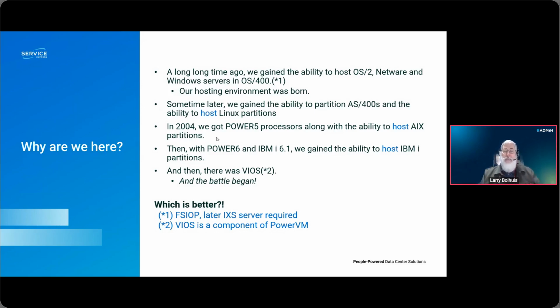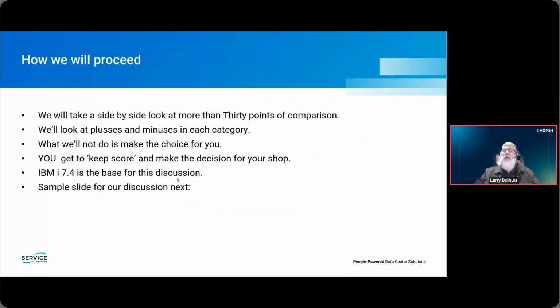So we were now, if you will, complete. We had the ability to host almost anything at that moment. And then we got VIOS, and VIOS would run on Power6. You could do that. But that's where the battle began. So we're going to talk about that comparison between an IBM i partition as a host and a VIOS partition as a host.